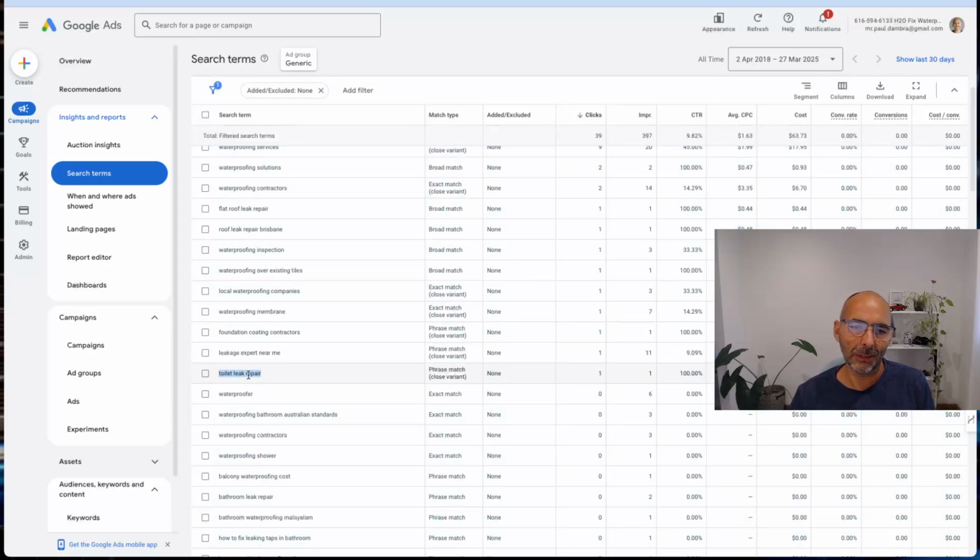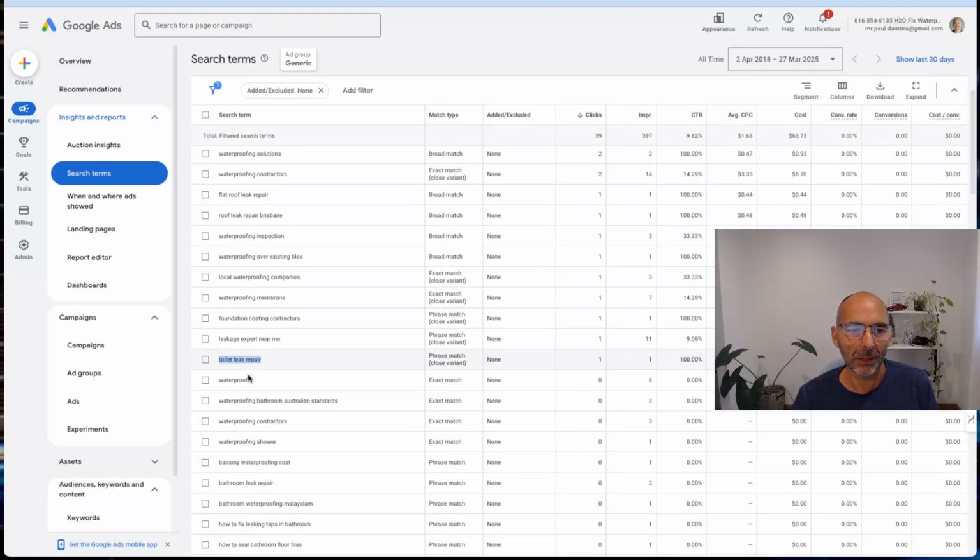So in other words, help Google learn about what is or isn't relevant. This service doesn't do anything to do with toilet leak repairs, so we will block that out. And by doing that, it helps fine tune the campaign. Hopefully, then it only gets shown to people that are more relevant to what this business is trying to do. And it means that the clicks you do get have a higher chance of converting into a customer.